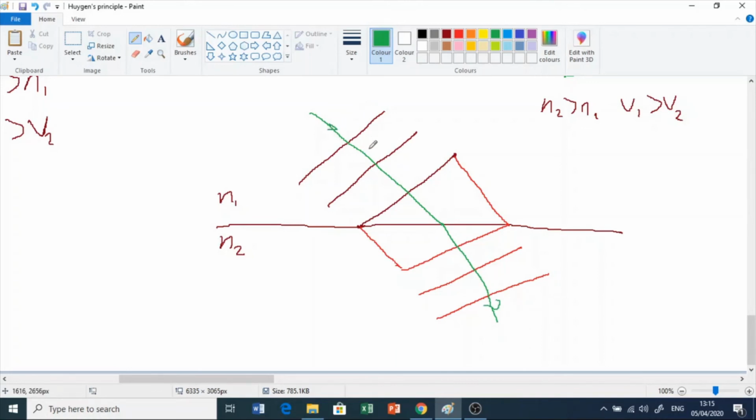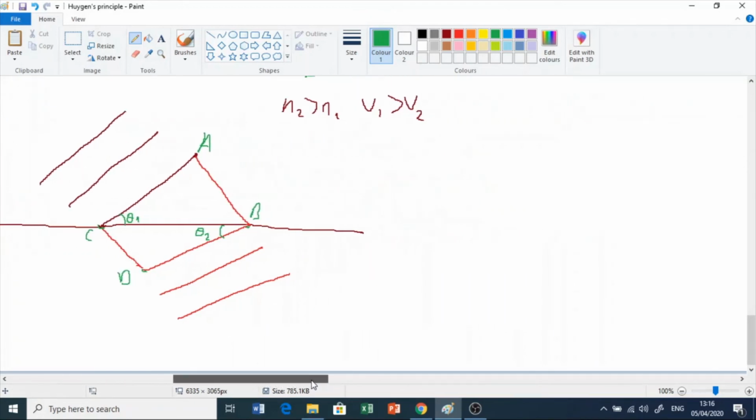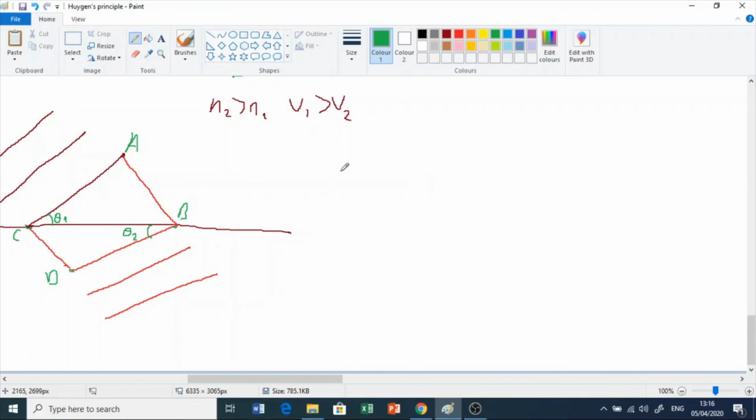Okay, for simplicity, let me clear it. Now this angle is the angle of incidence theta 1, and this is the angle of refraction theta 2. And this point, let's say A, this is point B, this is point C, and this is point D. Okay, let's use the rules of trigonometry. What is sine theta 1? Here is 90 degrees, and this one is also 90 degrees. Sine theta 1 will be AB divided by BC.